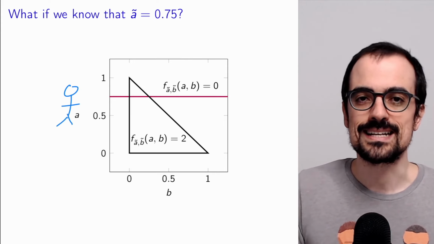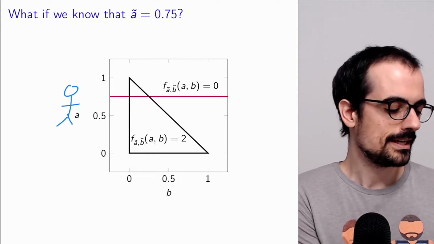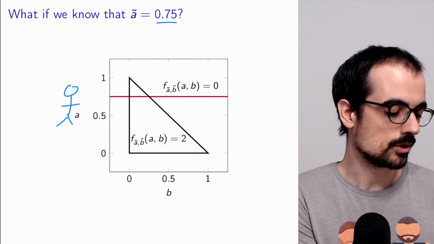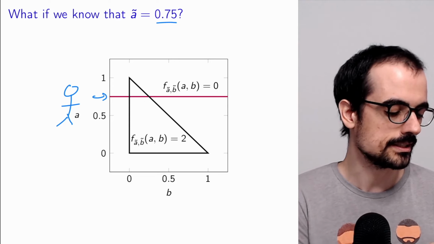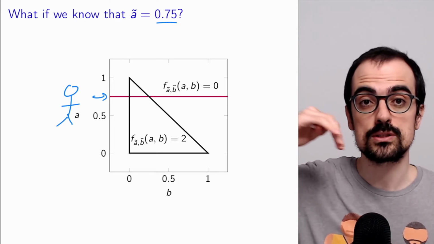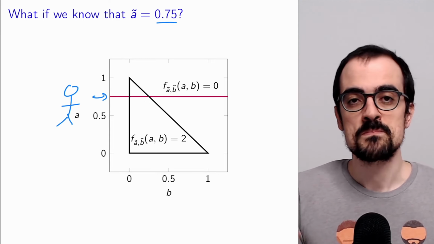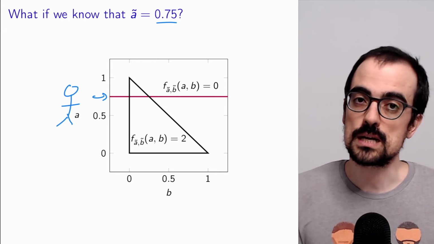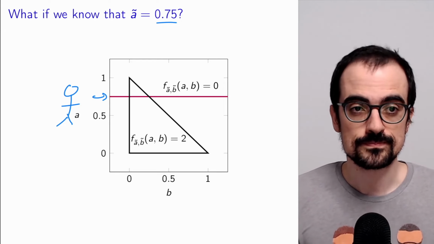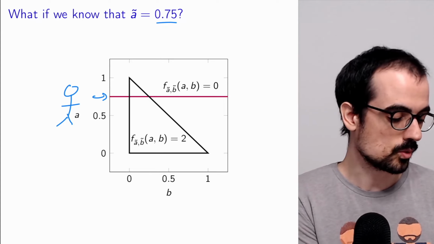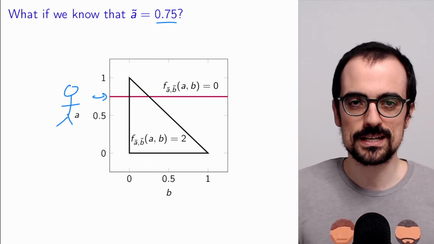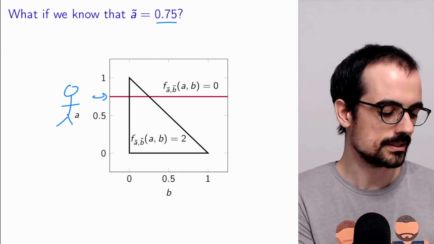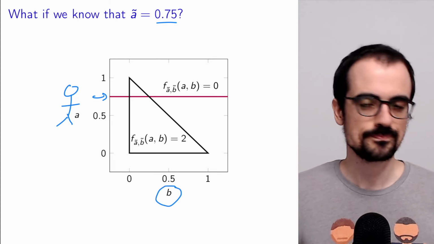All right, so now what would happen if I'm here, this is me, beside the lake, and I see that the otter is at coordinate 0.75, so the vertical coordinate of the otter is 0.75. So I see that the otter is there, but I don't know anything about the horizontal coordinate. How do I update my uncertainty about the location of the otter? Of course I know that coordinate a is 0.75, that's what we're assuming, but how do I update my uncertainty about the other coordinate b?